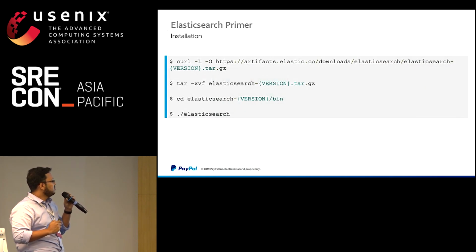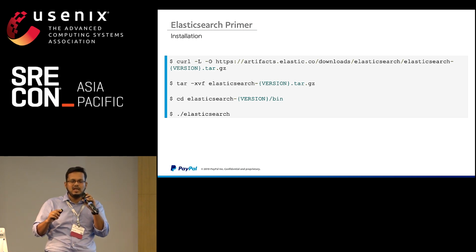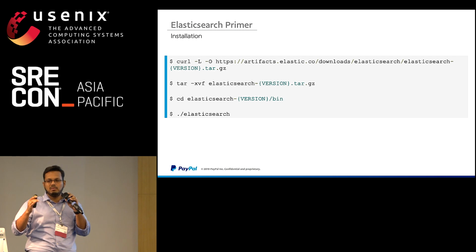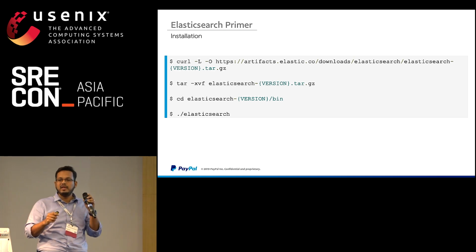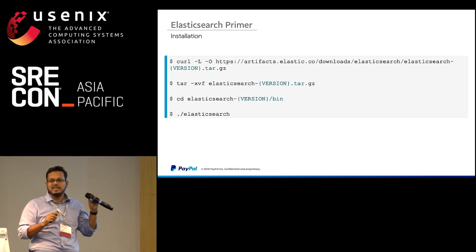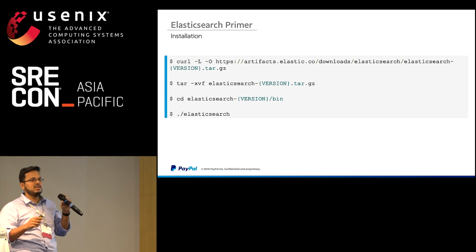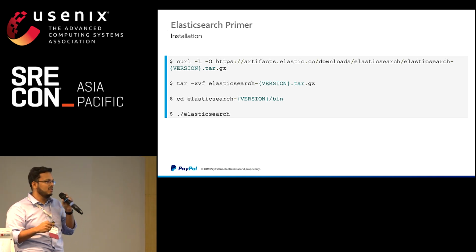Coming back to installation, like I said, it's really simple and easy to install Elasticsearch. All you do is get the binary, untar it, execute it, and you have a cluster ready. You don't have to make any other configuration changes. While this is just an example of how a cluster is set up, this is not the way we would set things up in real life.